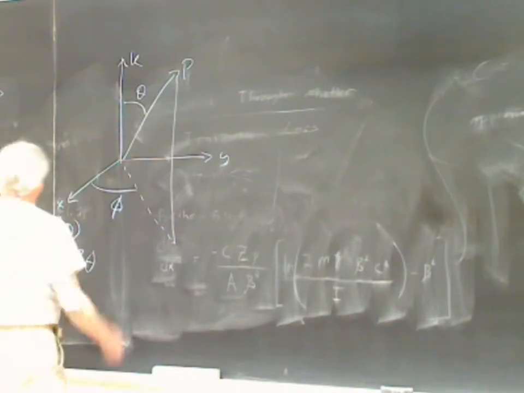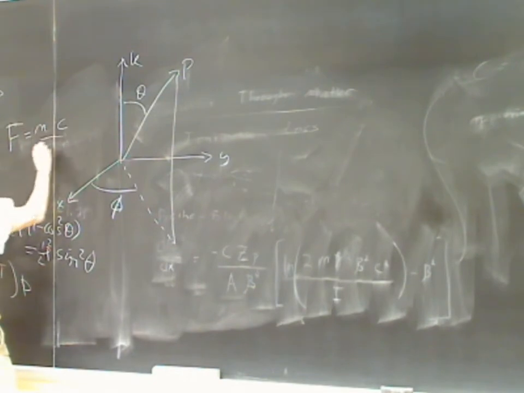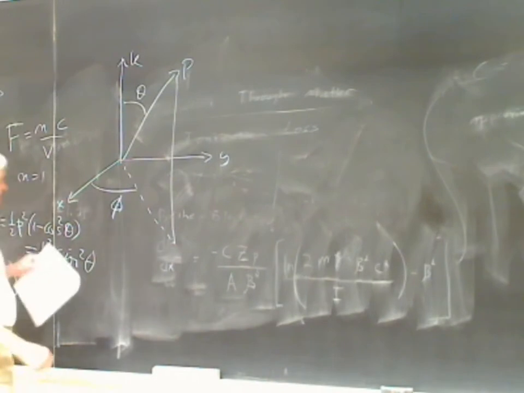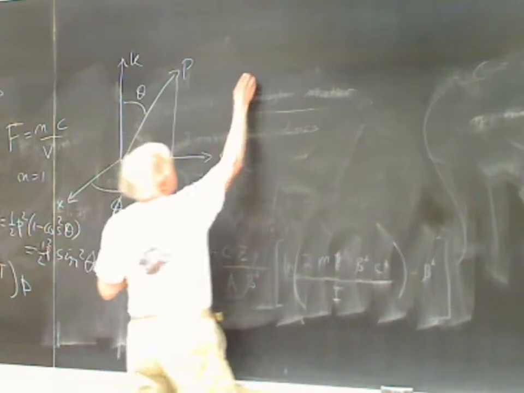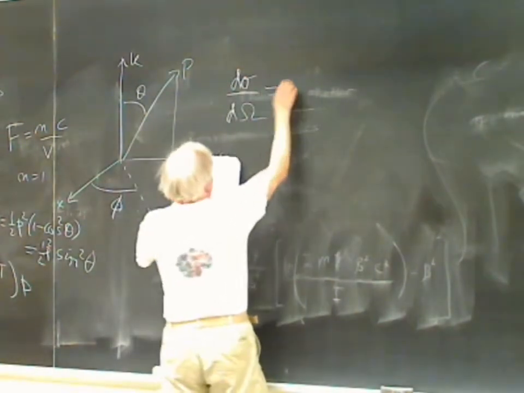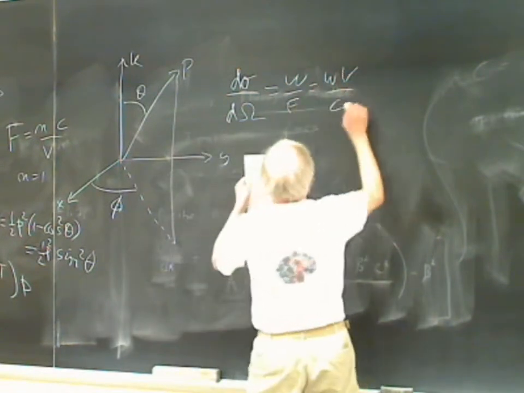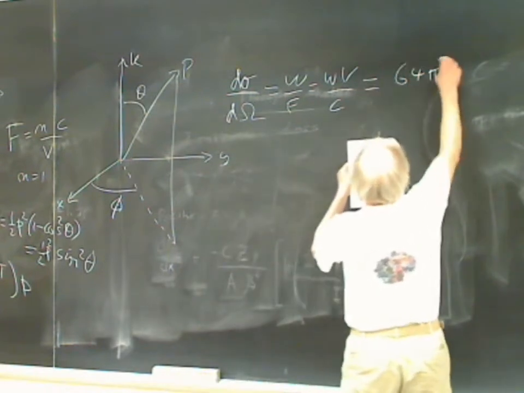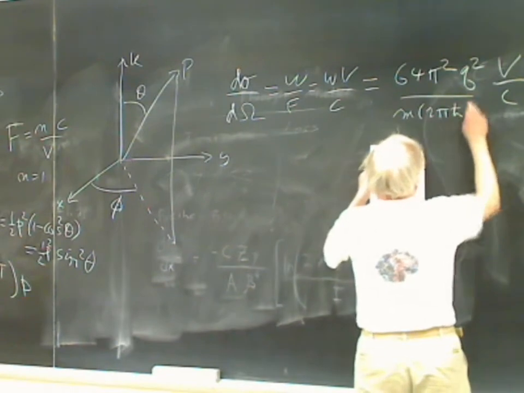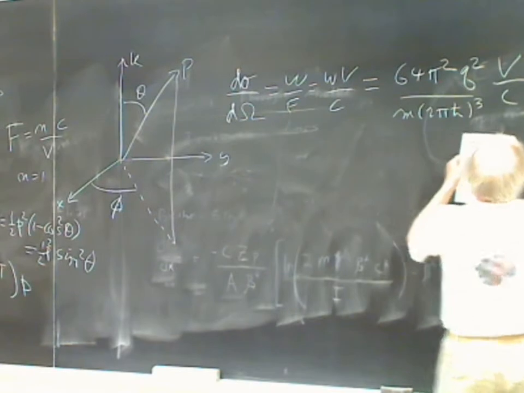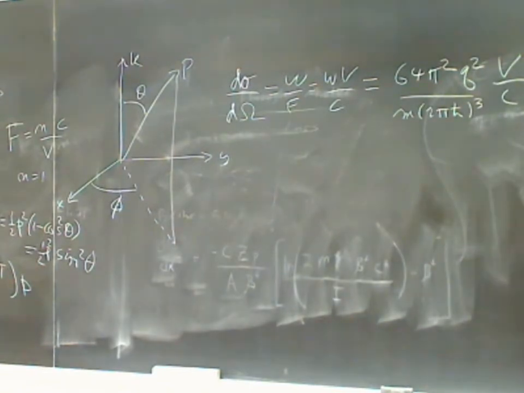Okay, the initial flux F is the number of photons in the state times c over V, but we've got N equals 1 here, so it's just c over V. So we divide the rate W by c over V, and that gives us d sigma d omega is W over F, which is W V over c. And this turns out to be 64 pi squared q squared V over c m (2 pi h bar) cubed, z over a 0 cubed, z squared a 0 to the sixth, p cubed sine squared theta, divided by epsilon 0 V omega k, (z squared plus s squared a 0 squared) to the fourth power.